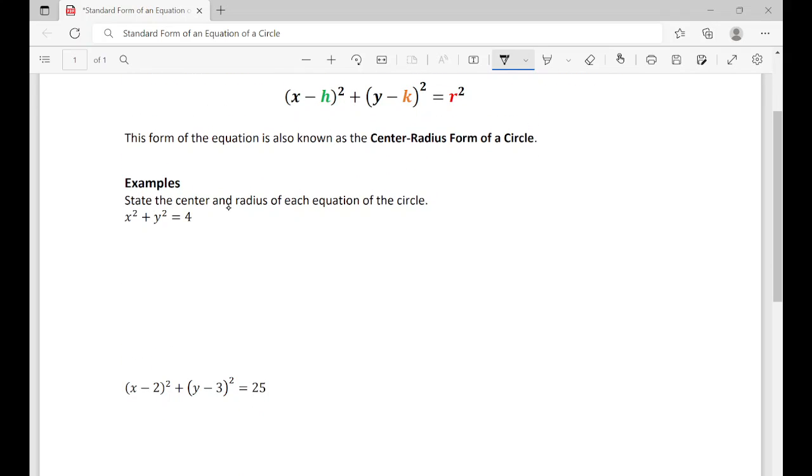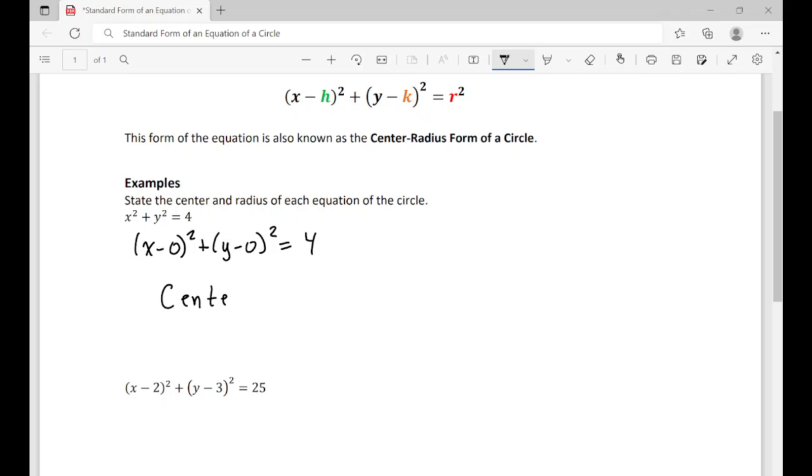So we're going to state the center and radius of each equation of the circle. The first one we have is x² + y² = 4. The first thing you should see is that there is no h and no k whatsoever. The reason is that we can rewrite this as (x − 0)² + (y − 0)² = 4. When you have zeros for the x or y value of the center, it typically just doesn't show.